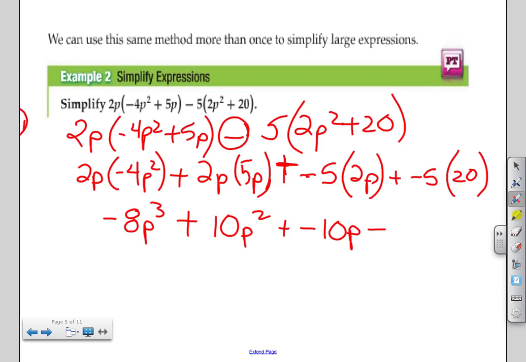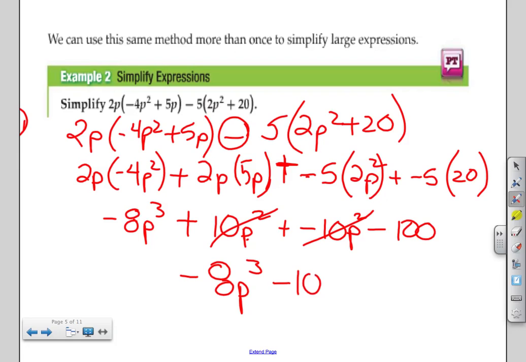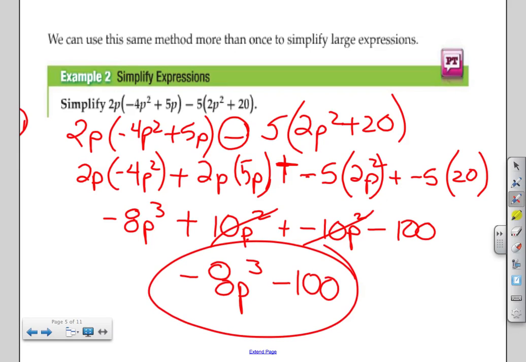Wait, did I do something wrong here? Did I copy the problem wrong? Nope. Oh, this is p squared right here, someplace. Right there, I need a p squared. So that's minus 10p squared minus 100. All right, I notice that I have a plus 10p squared plus a negative 10p squared. Guess what? Goodbye. Those two are gone. That makes life a little easier. So now we only have negative 8p to the third minus 100. There's our answer. All right?